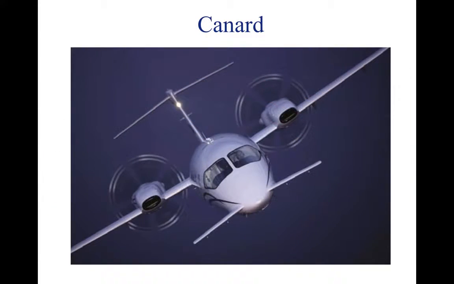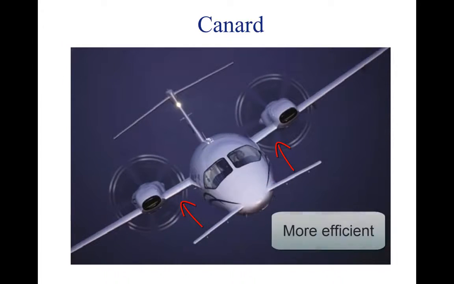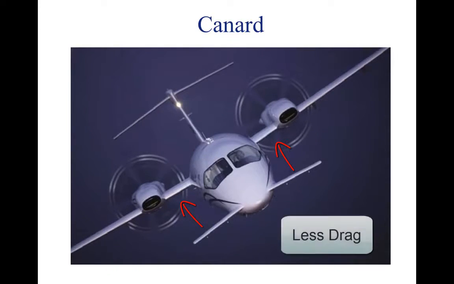The canard design places a horizontal stabilizer in the front of the plane before the main wings. The canard actually produces lift to keep the nose up, which is theoretically more efficient than using the horizontal stabilizer surface to lift the nose up, which results in less drag for a given amount of lift.